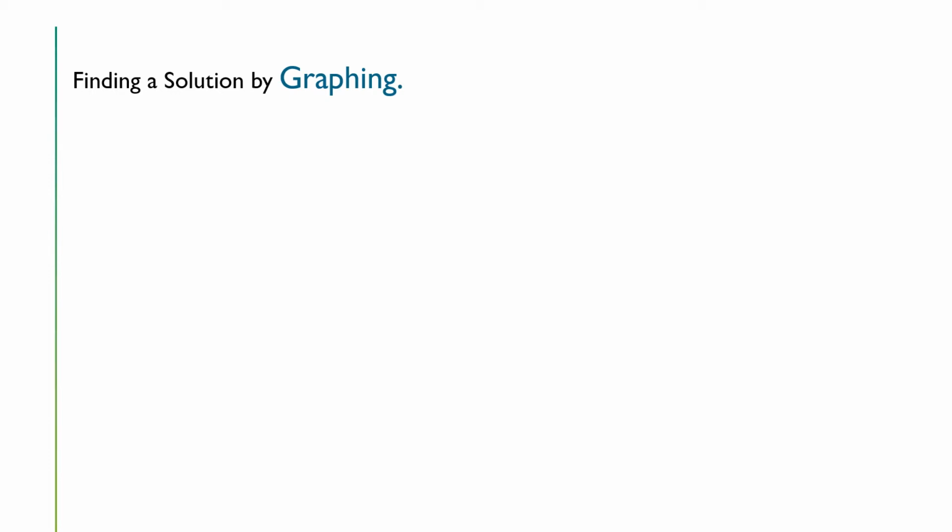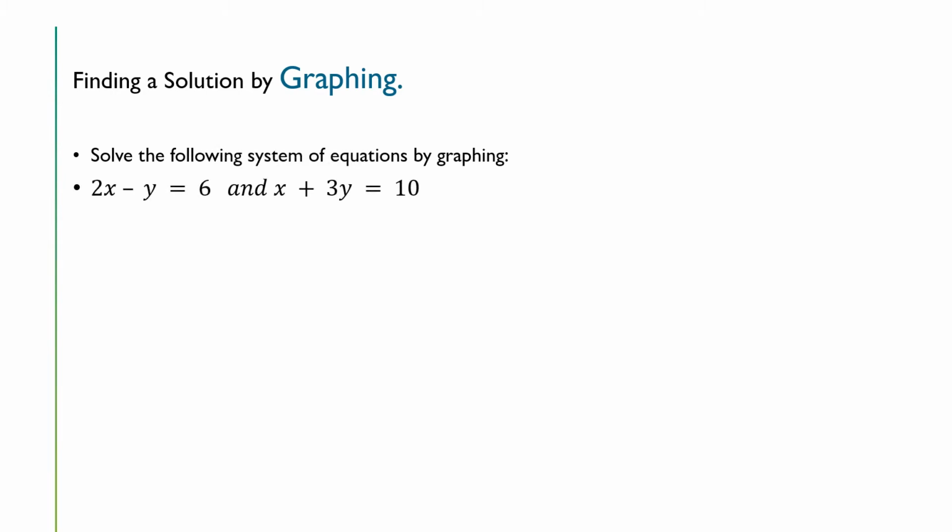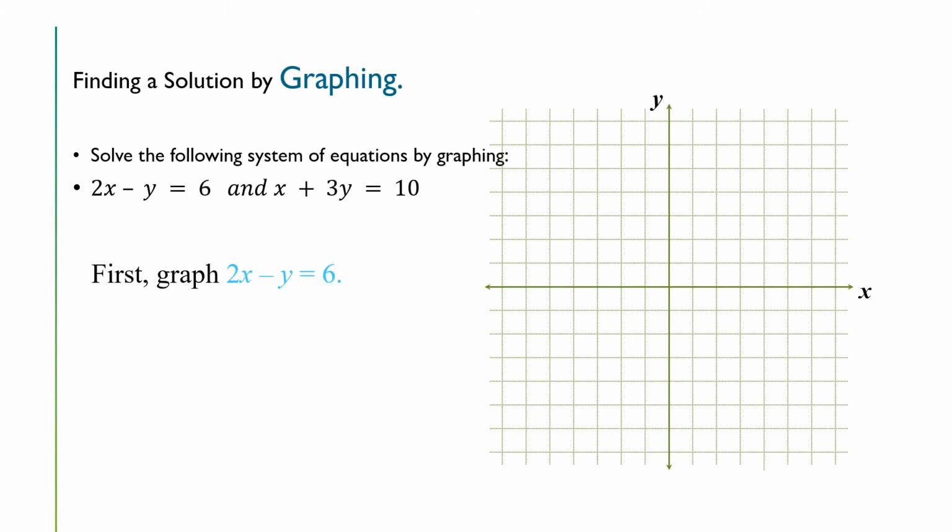First, we're going to see the first method of solving a system of linear equations, which is by graphing. So we have 2 equations and we need to solve by graphing. First, we're going to graph 2x minus y equals 6. So I took the intercepts. The y-intercept was (0, -6), and the x-intercept was (3, 0). Connect these 2 points, and this is the graph of 2x minus y equals 6.